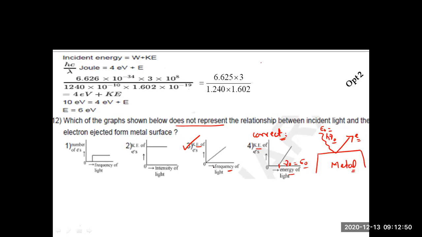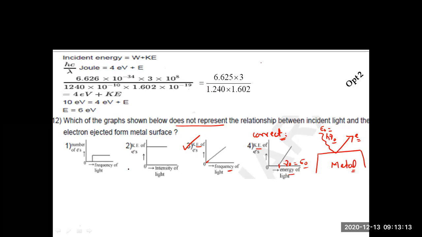Because what does the third graph indicate? For a very low frequency of radiation incident on the metal surface, electron starts emitting. You can see the graph has started. So it means electron can be emitted from the zero frequency also. It is not possible, no? For a particular frequency only electron emits from the metal surface. So if fourth is correct, third is wrong.